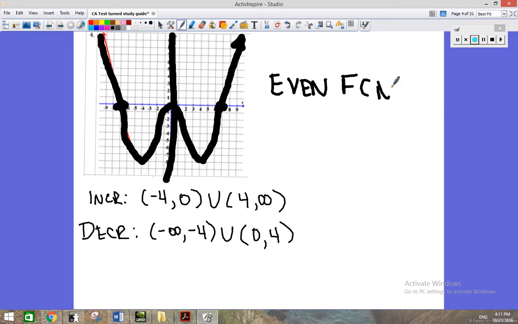And it can't be even and odd at the same time. So as soon as we declare that it's even, we know it's not odd and it's not neither. Like I say, you fall in exactly one category. So I hope that helps. These are the first 4 problems, and I'll move on to the next set.